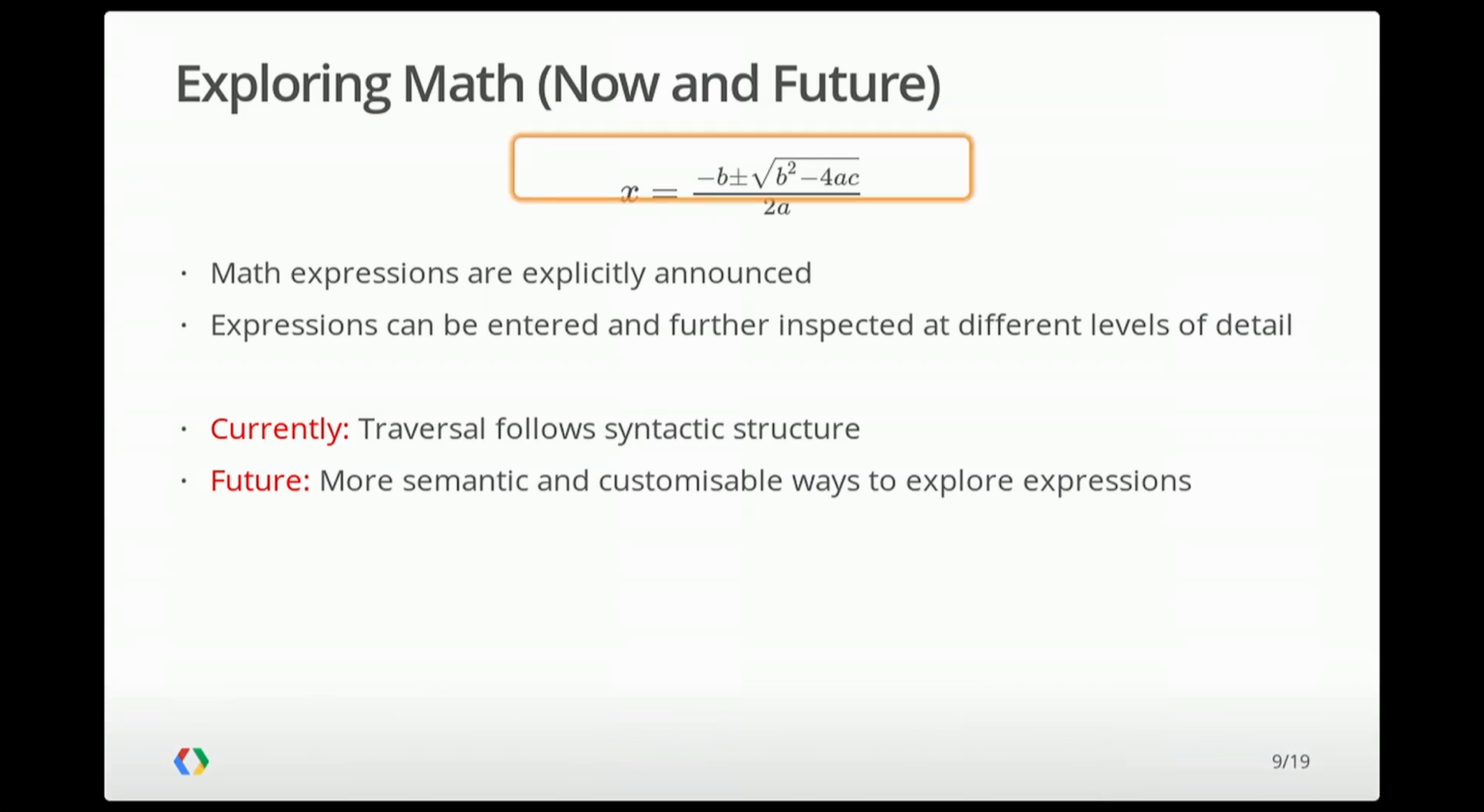X equals minus b plus minus square root of b squared minus 4ac divided by 2a. Math. Right, now it announced math. Now we know we have a math expression on our cursor effectively, and now we can actually explore it if we want to. So let's start exploring it.